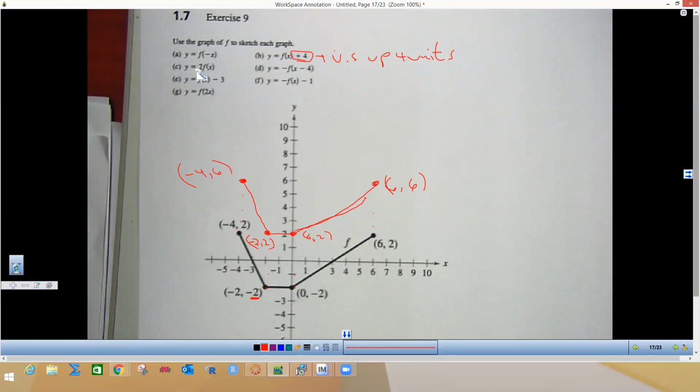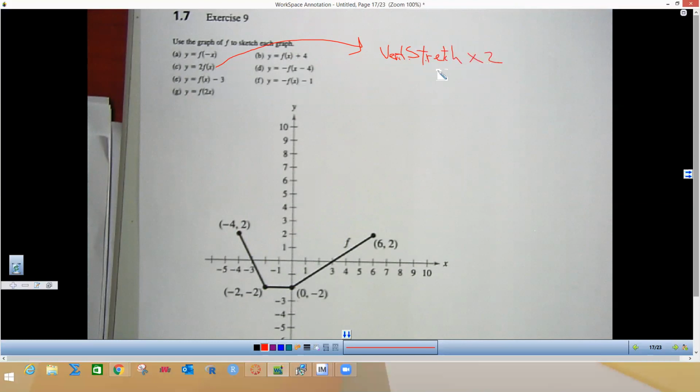I'm going to do this next one. There's a 2 in front of f of x. That means we're doubling all the y's. So we got to double the y values. The x's aren't affected. This thing is called a vertical stretch. I'm going to put vertical stretch. And I say times 2 because we're doubling the y's. So this negative 4, 2 means I have to double that y because f of x is y. So 2 times 2 is 4. So this point becomes negative 4, 4.